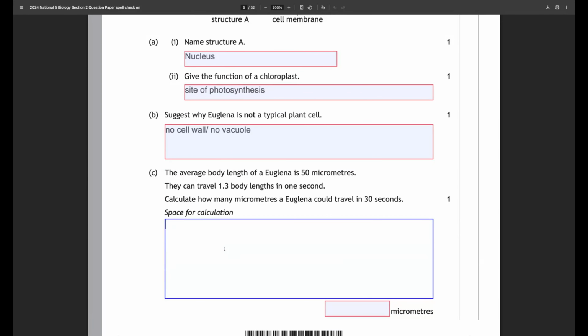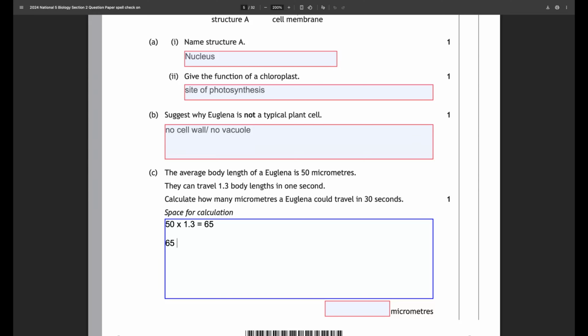Next question, the average body length of a Euglena is 50 micrometers. They can travel 1.3 body lengths in 1 second. Calculate how many micrometers a Euglena could travel in 30 seconds. Okay, so for the calculation here, we know that the body length of the Euglena is 50 micrometers. We know they travel 1.3 body lengths in 1 second, so we need to work out what 1.3 of 50 is. Okay, so we times 50 by 1.3 and we get 65. Okay, so that means that it travels 65 micrometers in 1 second.